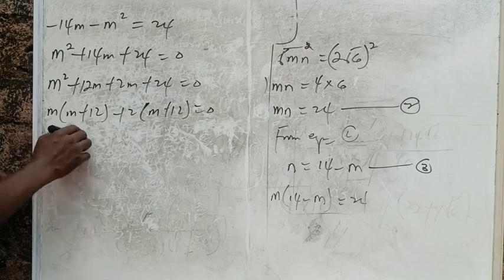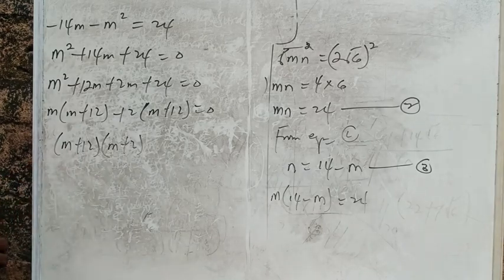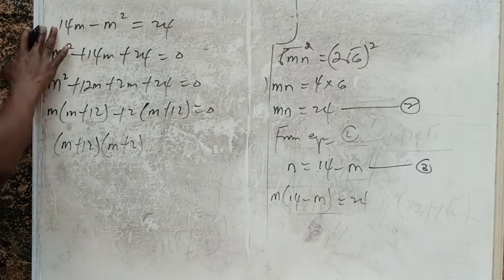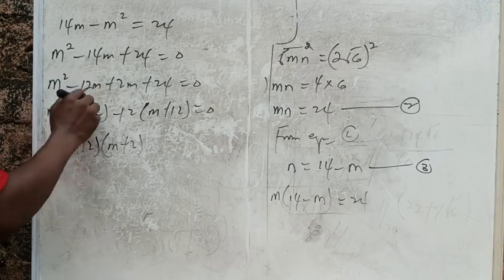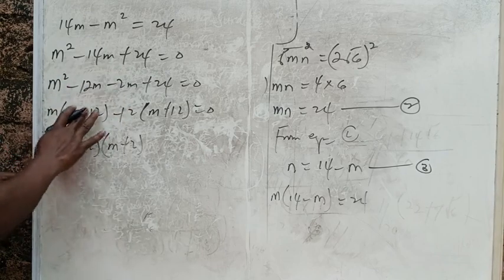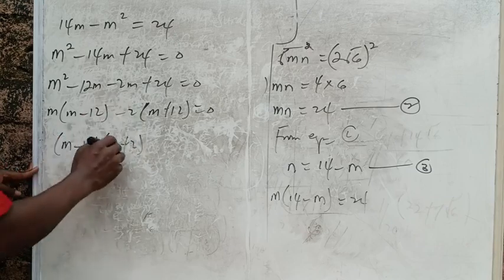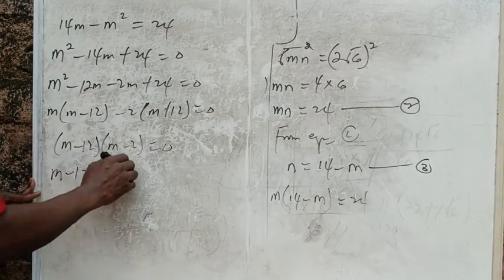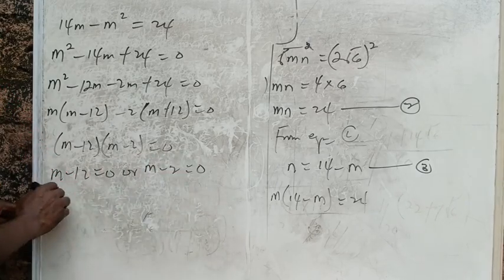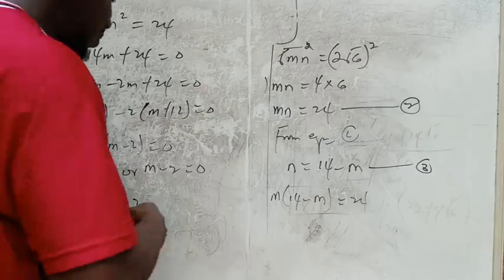So you have m plus 12 into m plus 2. Sorry, this is normal positive m, so here is going to be negative. So here is going to be minus 12, minus 2. Sorry for that. And then here is going to be minus, and here is going to be minus as well, and equals 0. So at this point, either m minus 12 is 0 or m minus 2 is 0. So either m is 12 or 2.